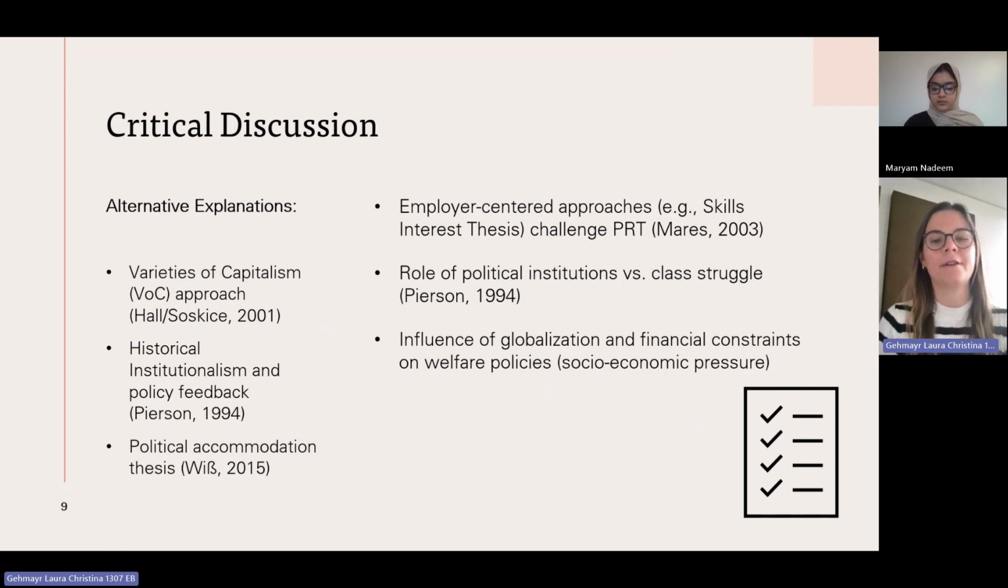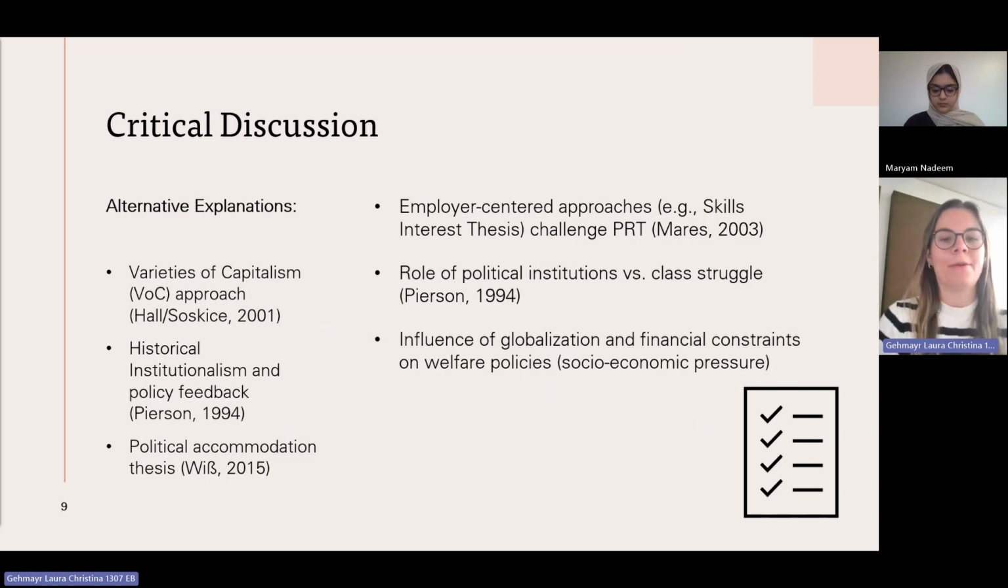It suggests that different economies, liberal or coordinated, develop welfare states due to their economic structure and how they are built within their system. So unlike power resource theory, it emphasizes employer strategies rather than class struggle as the main driver of change. Historical institutionalism, as we have seen before as a criticism, but also as an alternative now.